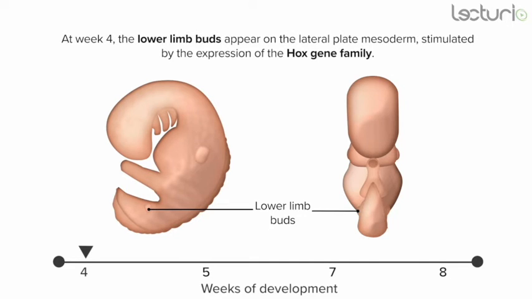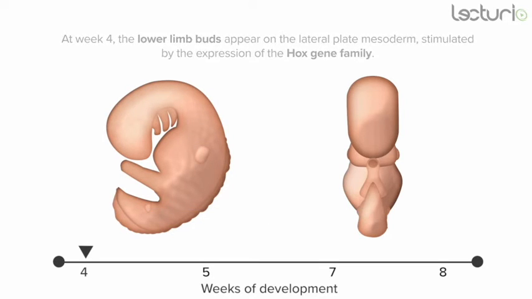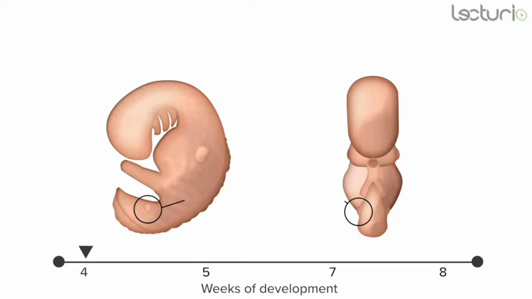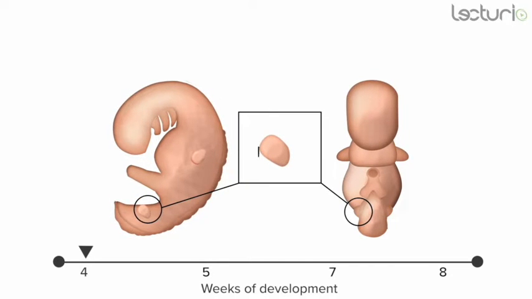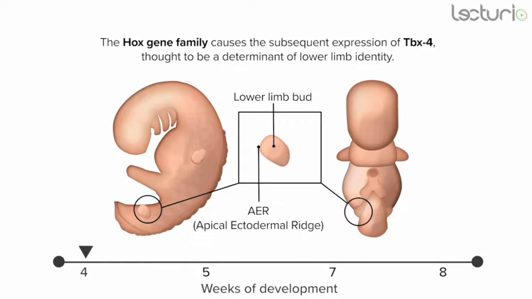At week 4, the lower limb buds appear on the lateral plate mesoderm, stimulated by the expression of the Hox gene family. The Hox gene family causes the subsequent expression of TBX4, thought to be a determinant of lower limb identity.